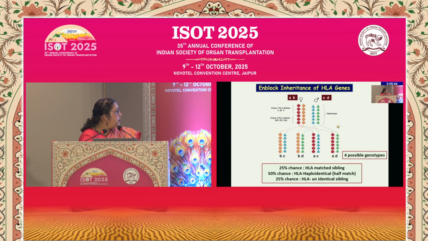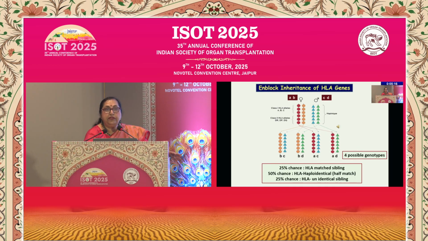So if a child is born with a B and a C combination, or any one of these, there's a 25% chance that one would find a full match sibling in the family, and a 50% probability of finding a haplomatch, meaning one chromosome inherited in common from the parents, and an equal 25% chance that they would be completely non-identical. So that's how HLA inheritance is, and this is probably the reason that people thought we could use this for establishing genetic relationship.